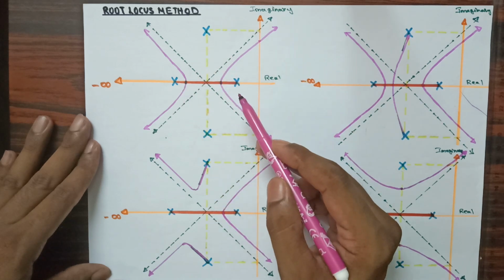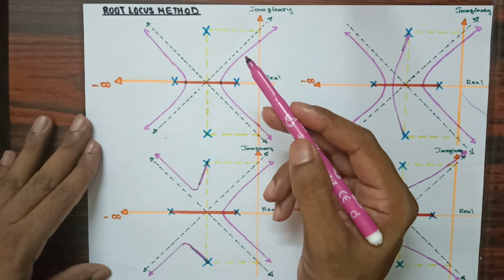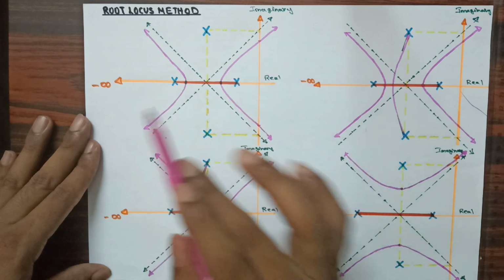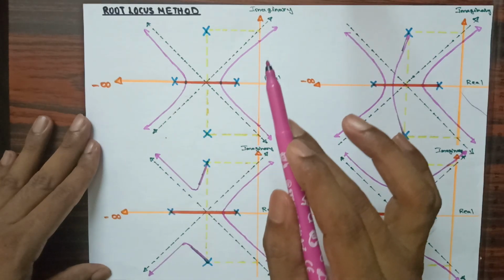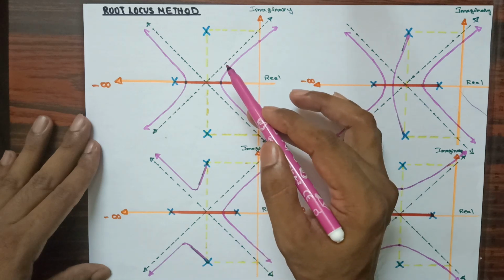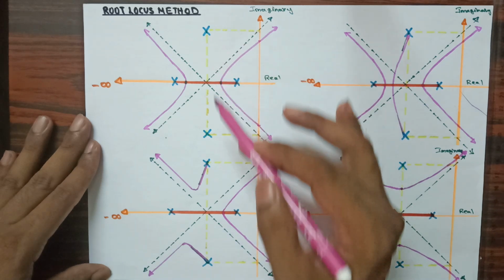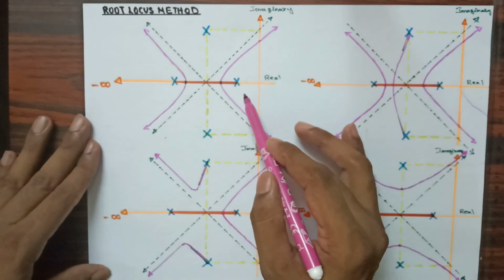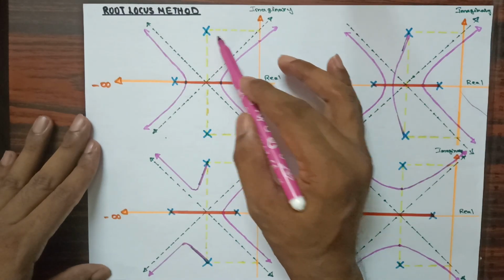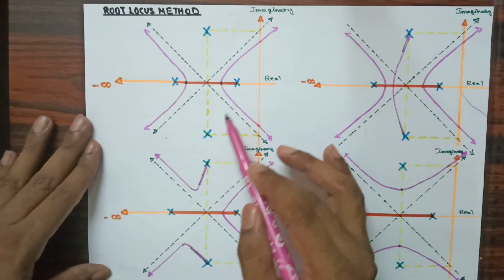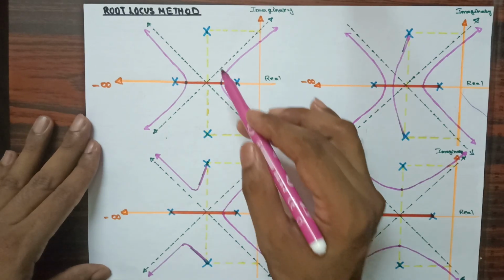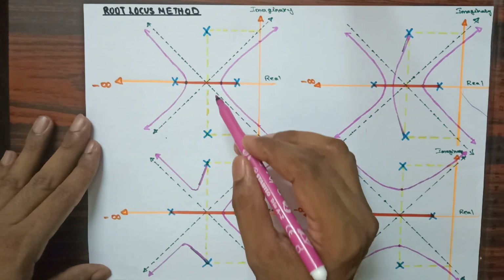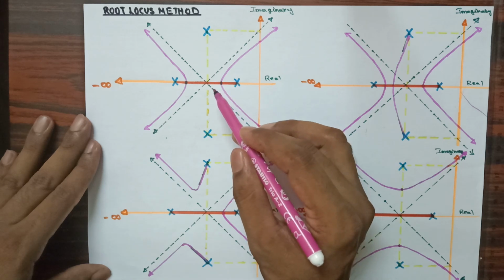In this root locus method, you can see I have replaced persons with poles. Remember, in the root locus method we need to consider poles and zeros. That is, the general example I have explained for your understanding purpose. We have to consider in the root locus method poles and zeros only. In place of persons I have replaced poles, denoted by a cross mark.